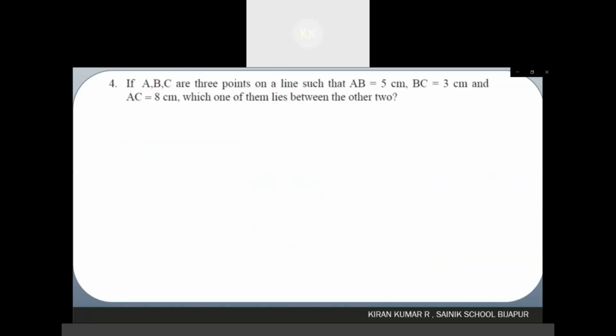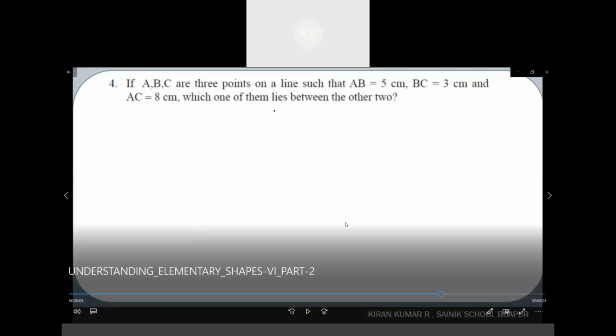Question number 4. If A, B, C are 3 points on a line such that AB is 5 centimeters, BC is 3 centimeters and AC is 8 centimeters, which of them lies between the other two? Yes, answer this.